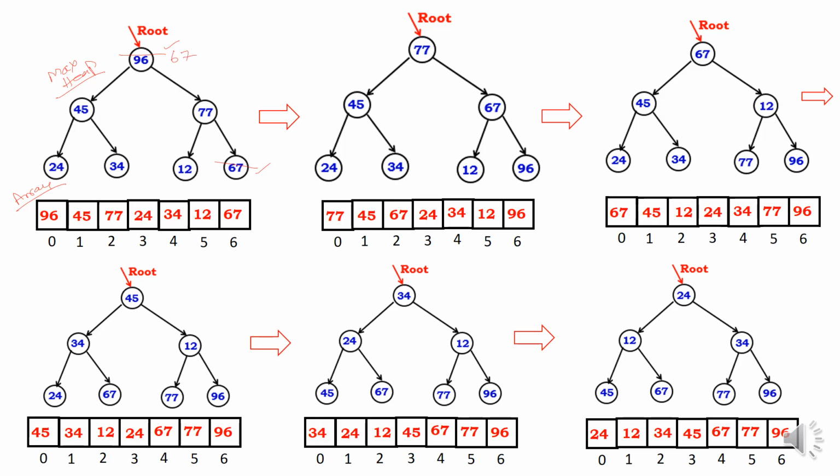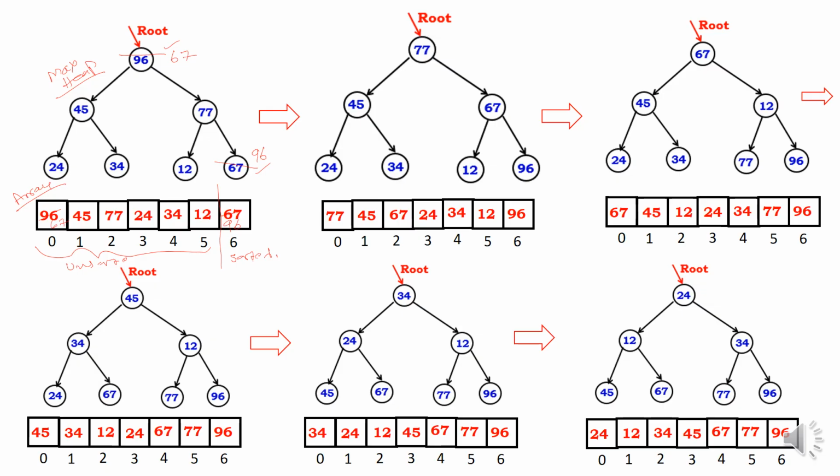67, 96. So here 67, 96. So 96 is fixed in its proper position. Now we need to rearrange the remaining elements into again sorted order. Every time we fix one element in sorted order. Say this is unsorted and the last element is sorted, because 96 is the last element. So it is fixed in its proper position.